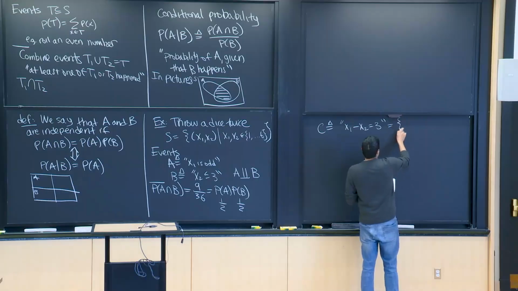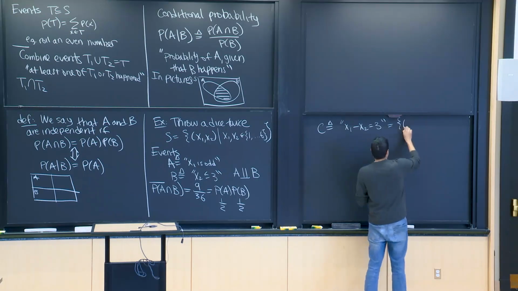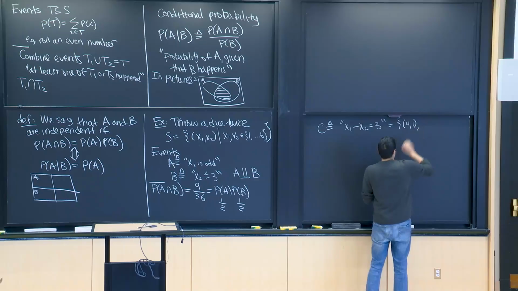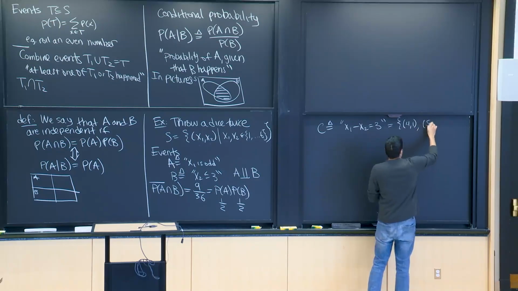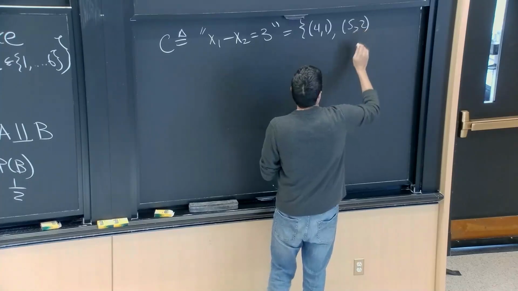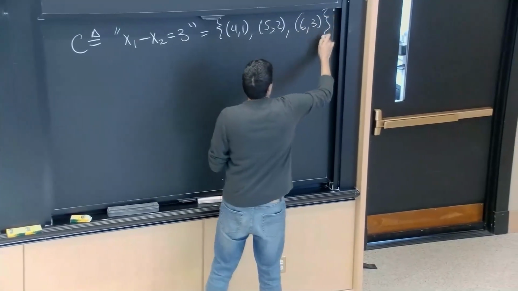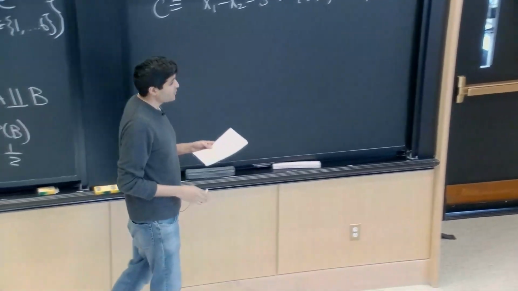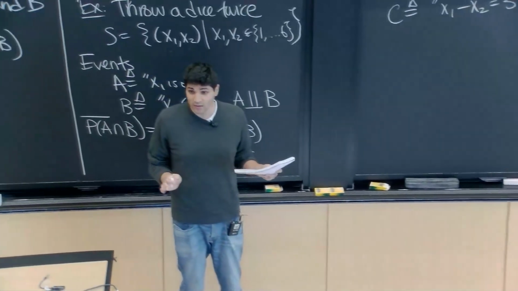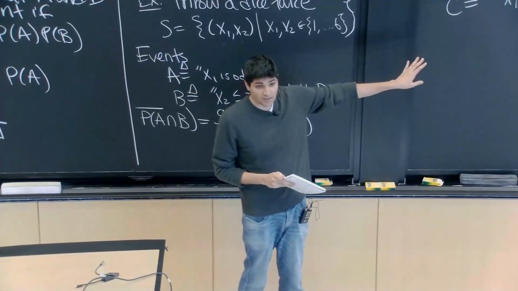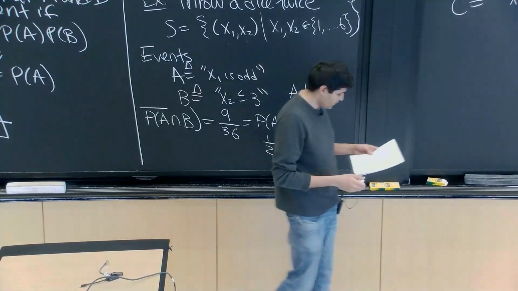So another way to define this event is really as the subset of the sample space which we're interested in, which is the possibility 4-1. It's the possibility 5-2. And lastly, we have the possibility 6-3. That's the only subset of the sample space that I'm interested in. Those are the only things that can happen where this event C is true.